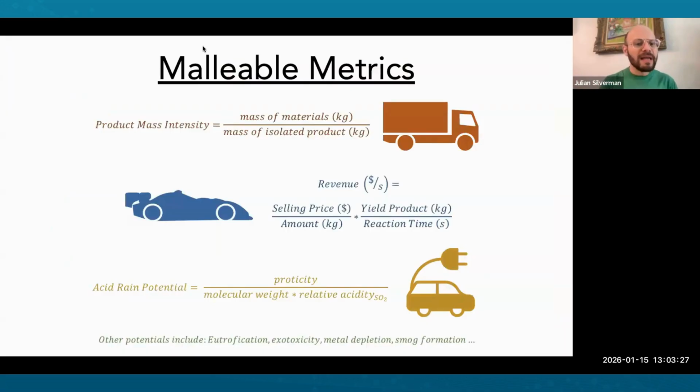Now, one of the things I wanted to highlight is, as important as environmental metrics are, life cycle assessments are often much broader than just looking at the environment. They will often look at things like how much money could be made or costs associated with a certain process. You can also use engineering or efficiency metrics like process mass intensity. This is essentially a fancy version of the yield of a process, right?